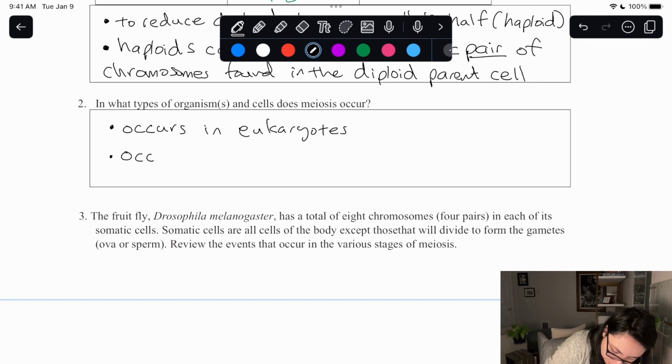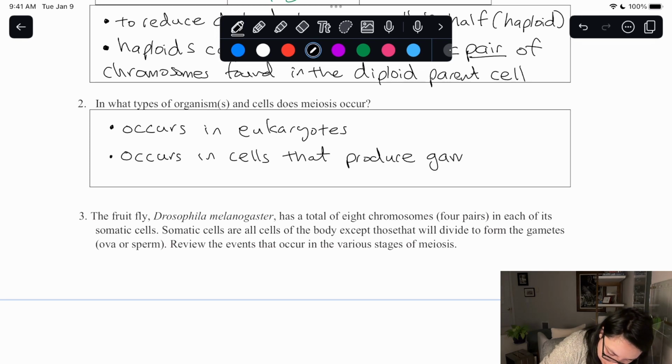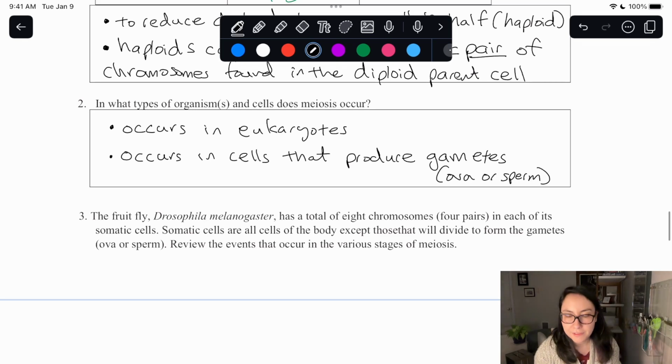And then occurs in cells that produce gametes, aka ova or sperm. Perfect. Done with this page.